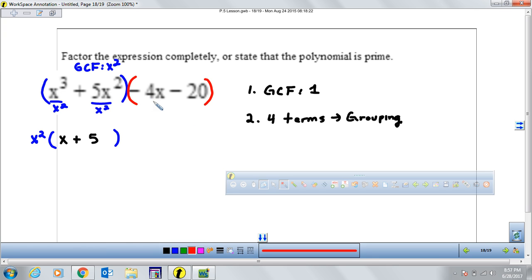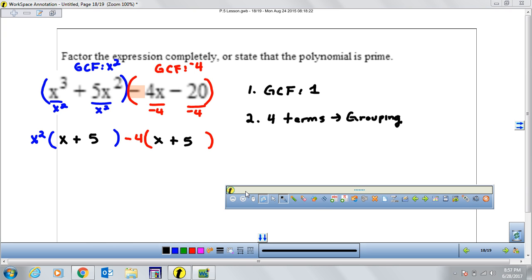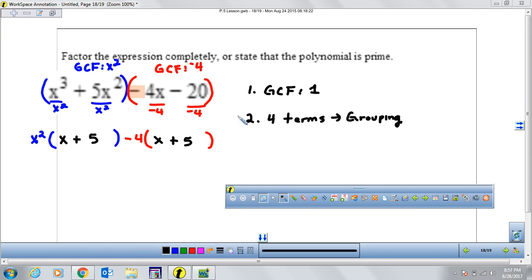Now, we have to do the same thing for the other ones. We need to find out what can we factor from 4 and 20. Both of them can be divided by a 4. But remember what I told you, if the first term is negative, then you also have to factor that negative. So that would be a minus 4. So then if I divide the minus 4 from both of these terms, then we're going to be left with x plus 5. We're not done with the grouping yet. So this part is going to be all grouping.